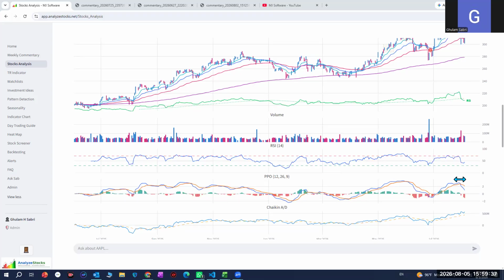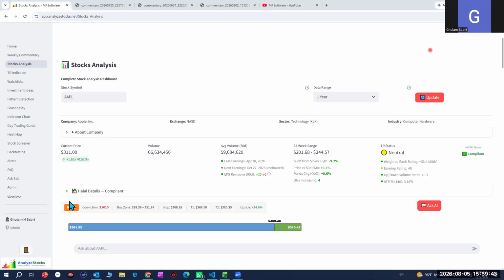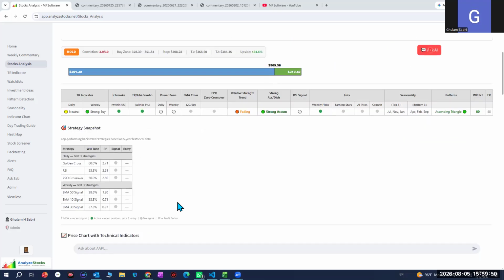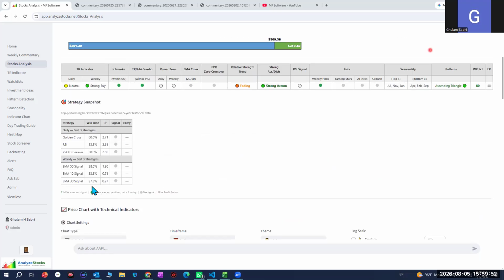So based on all these factors, PPO, relative strength index, its volume, the system gives it a conviction score. The higher the conviction, the better it is that the system is working. Right now, Apple has none of this.